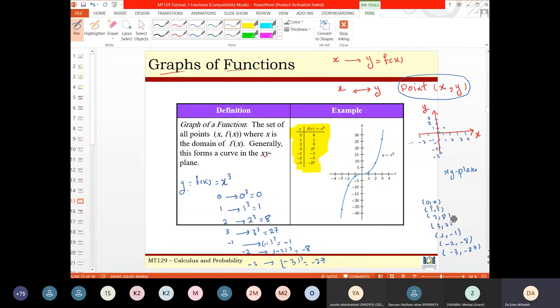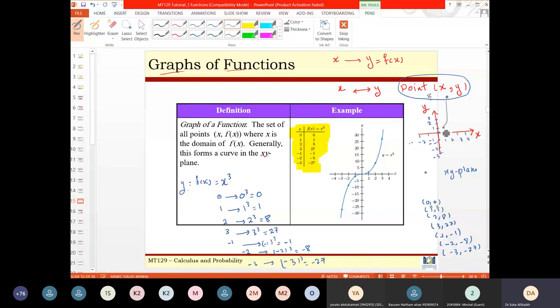Now the point (2, 8) means the x moves by 2 and the y will move by 8. 8 is somewhere here, it must be up here. So it is this point. Same thing with the minus here. We have minus 1, minus 2, and minus 8.